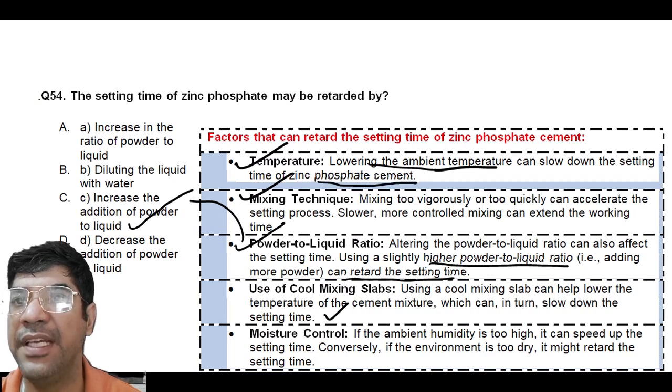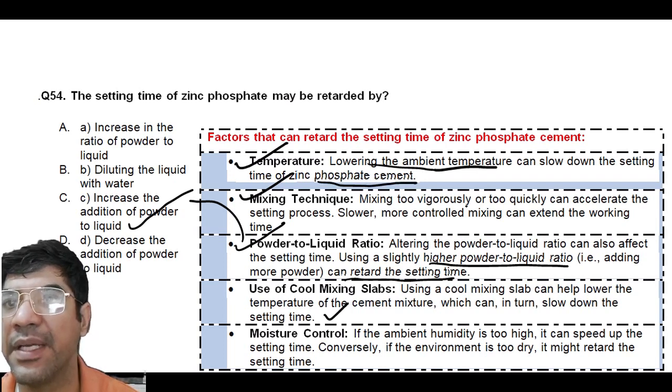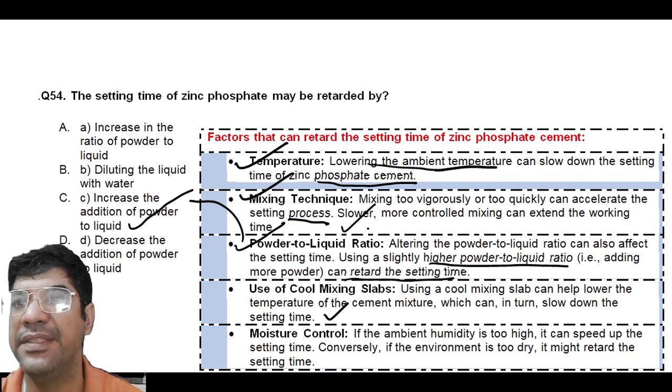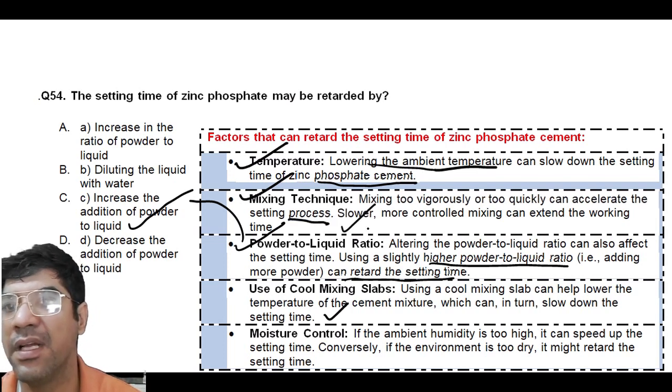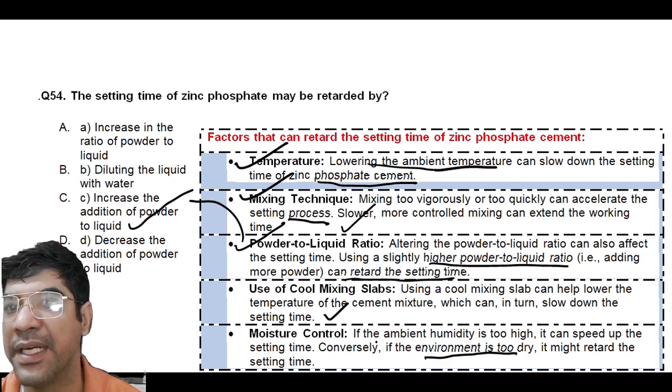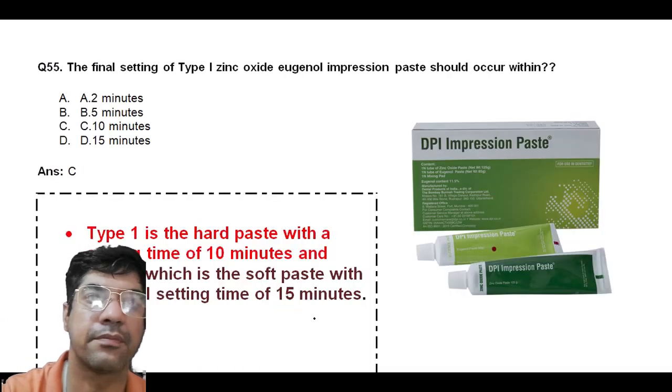Mixing too vigorously or quickly can accelerate the setting process. So these are the various factors. If the environment is too dry, it may retard the setting time. If the humidity is too high, then it can speed up the setting time.